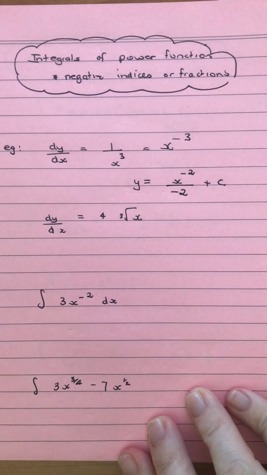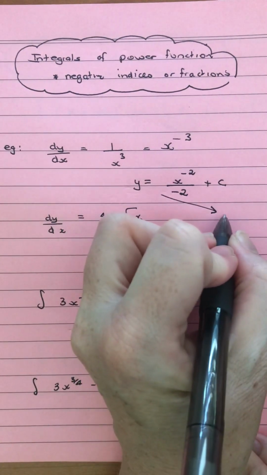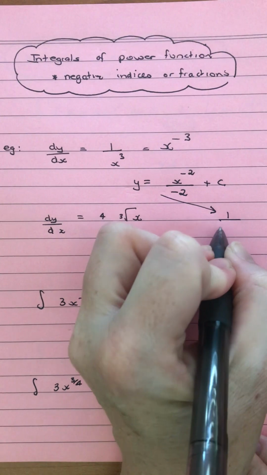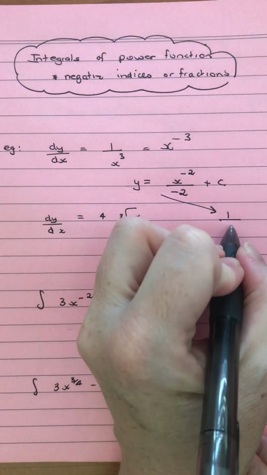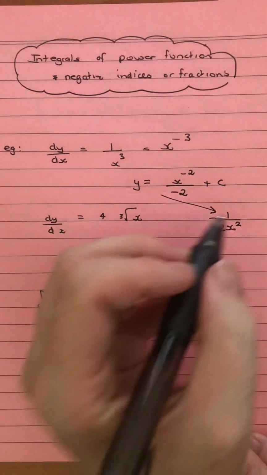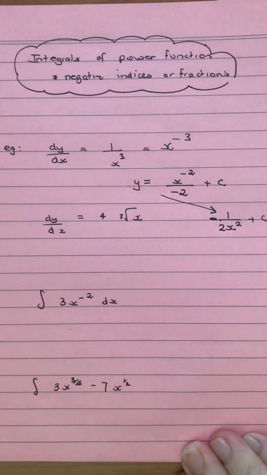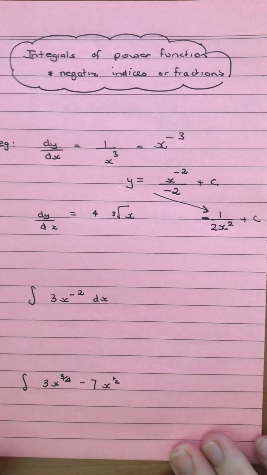Now I could then change it back into that format where I take that to the bottom. So I would get 1 on, and then that would be negative 2 x squared, or I can write it as negative 1 on 2x squared plus c. So I've just taken that to the bottom to make the power positive.